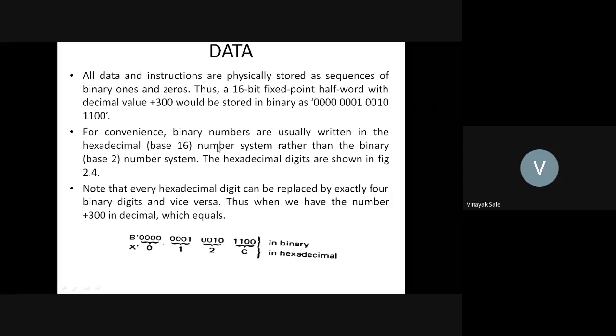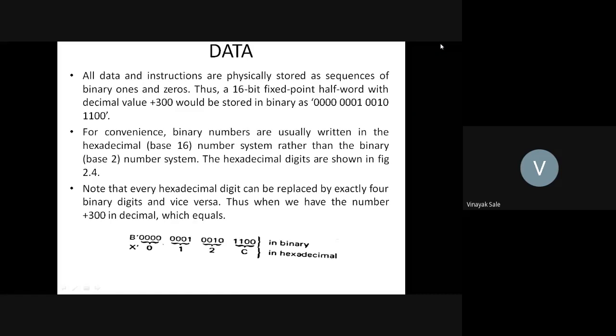So for convenience, binary numbers are usually written in hexadecimals. For our understanding, binary digits are written in hexadecimal format, base 16.